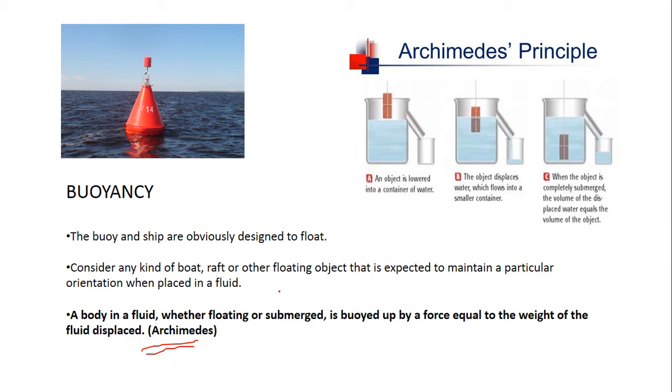It's very basic. Any body in a fluid, whether floating or submerged, is buoyed up by a force equal to the weight of the fluid displaced. For example, in this diagram, this is a body that has not yet been submerged. When the body starts to submerge in the fluid, the volume of displaced fluid will be the same as the weight of the submerged body. And if it is fully submerged, the volume of this body which is submerged in the fluid will be equal to the weight of the fluid displaced. So very straightforward. I will not elaborate more on this.